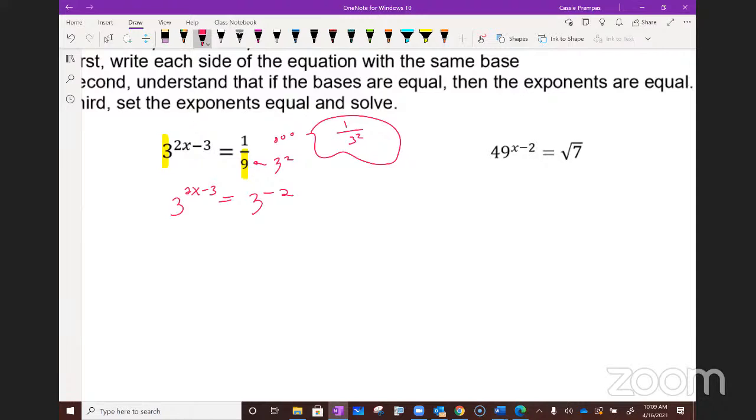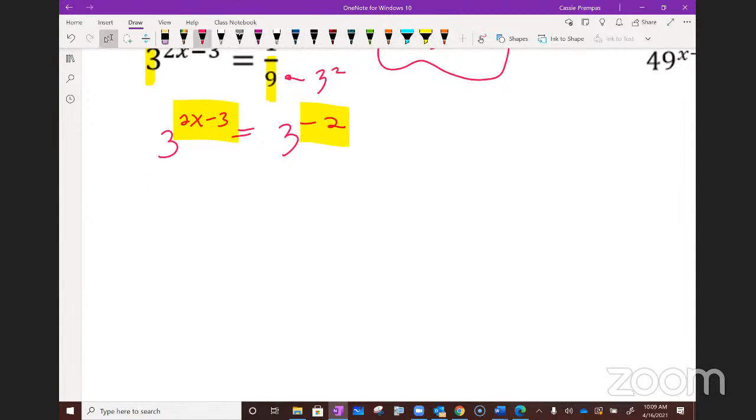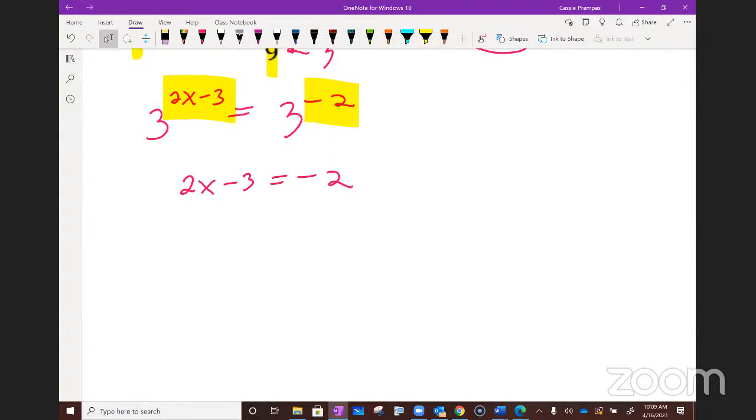Now, when the bases are the same, the exponents have to be the same. 3 squared cannot equal 3 cubed. 3 squared could only equal 3 squared. So when the bases are the same, the exponents are the same. So if you can get those two numbers, which we just did, 1/9 we wrote as 3 to the negative 2nd, if you can get them to match the same base as the other side, then you can just set the exponents equal to each other and then solve for x. So this is a nice kind of easier way, and we always want to try this way first because we kind of want to use that calculator as a last resort.